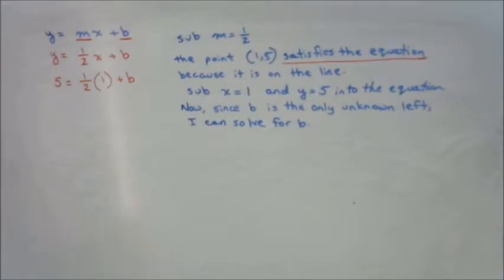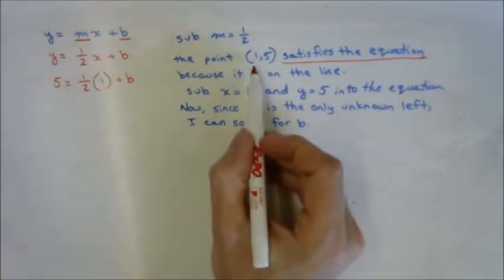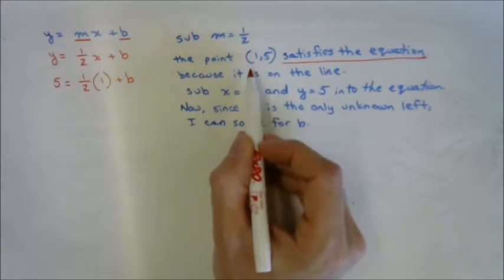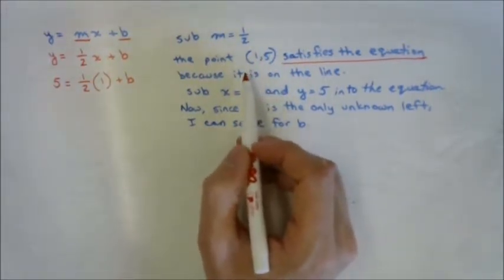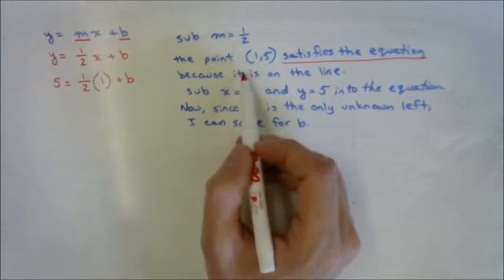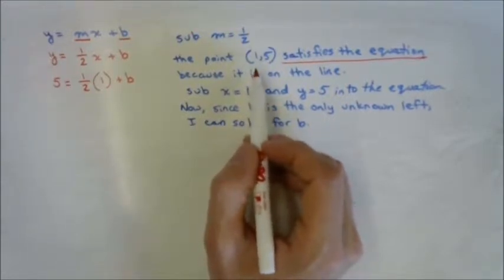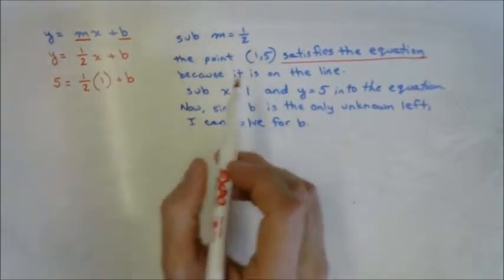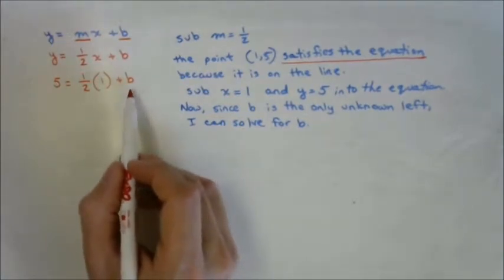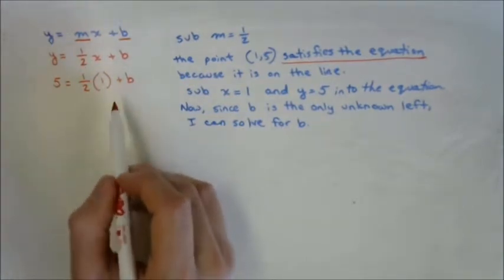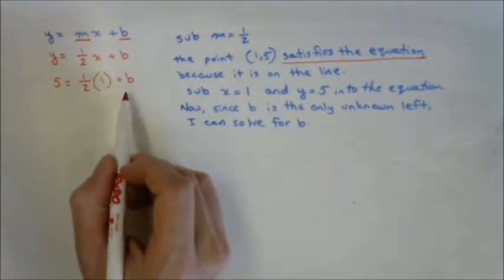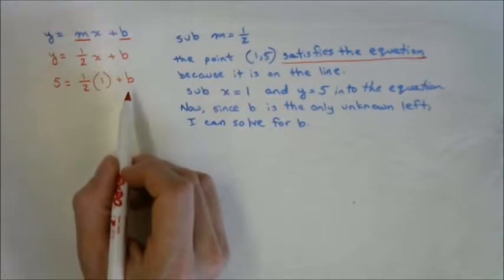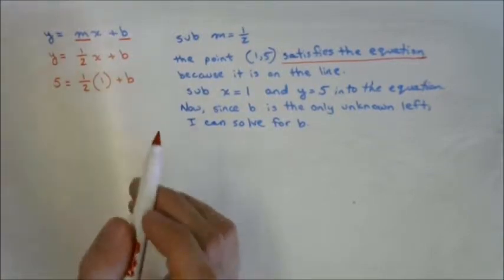Now what's cool about this is that we know x and y are going to change dependent on each other, right? So this is one point that's on the line, but there's actually an infinite number of points on the line, infinite number of x's and y's. But all of them will have the same y-intercept. The equation will always have the same y-intercept. So if I use this point to find out what b is, then that b is going to stay that value always.